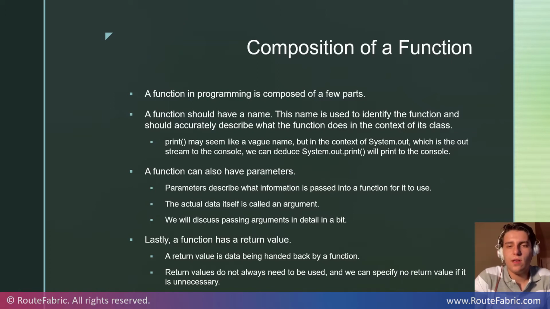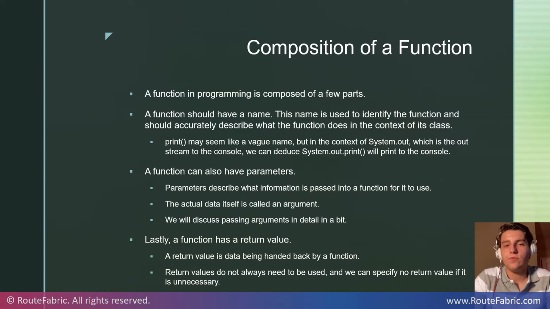So if we think of something like a math function and we have y equals x squared, our function we can think of as x squared. X is the parameter. Well, the return value is going to be y, because our function x squared is going to return something. So we put in 5, it's going to return 25. We put in 10, it's going to return 100. So return value is something being handed back by the function.